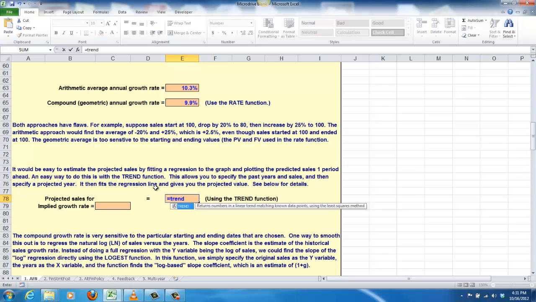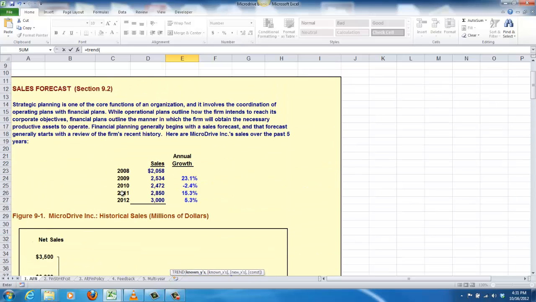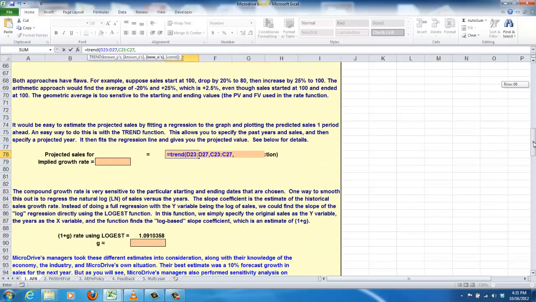So I'm going to put in trend. The known y's in this case are our sales amounts. What this will do is project for a future year what the sales amount will be. Our known x's are our years, 2008 to 2012. Then our new x's, we could put in multiple years here, but we only want to put in one. So we want to figure out next year's projection amount. I'm going to select this cell. We don't have anything in it yet, but we'll put next year in there when we're done with this.